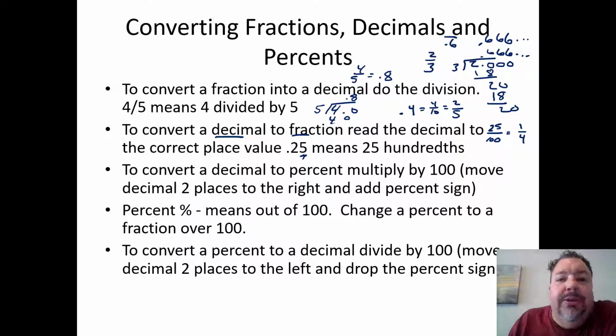To convert a decimal to a percent, we simply multiply by 100. And since we have a decimal system, this means that we're going to move the decimal place 2 places to the right and add the percent sign. So a quick example, if we have 0.75 and we want to turn that decimal into a percent, we move the decimal 2 places to the right. It becomes 75, and then we add on a percent sign. The percent sign means out of 100. So this still means 75 out of 100. It's just written with a percent sign.